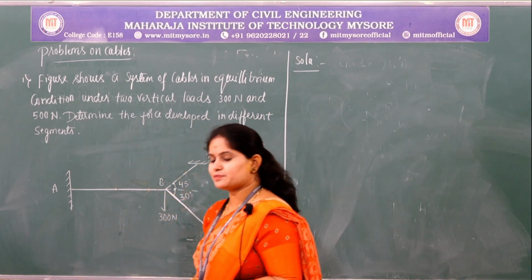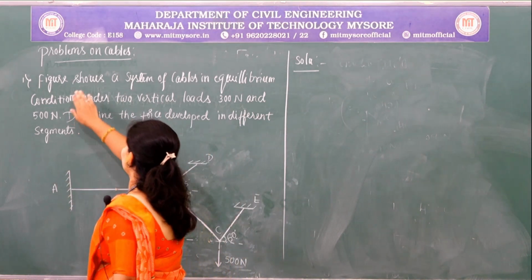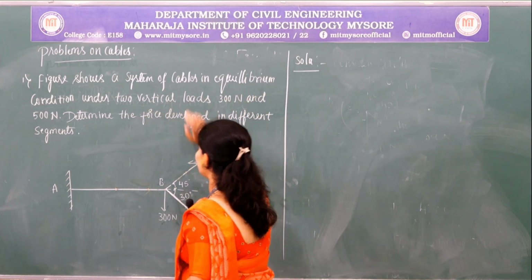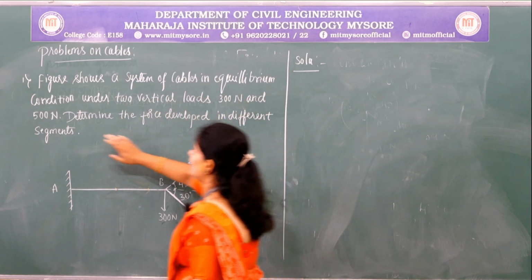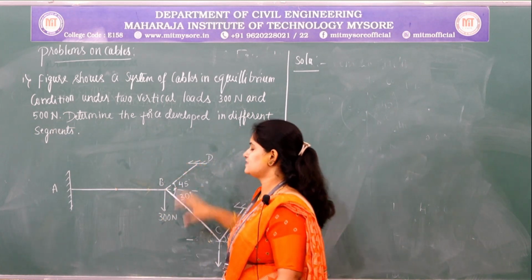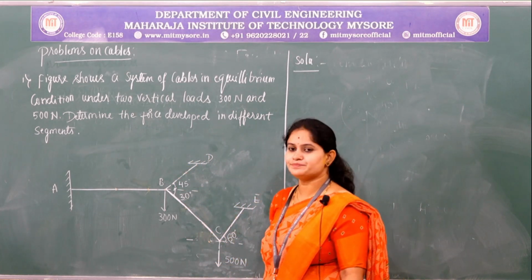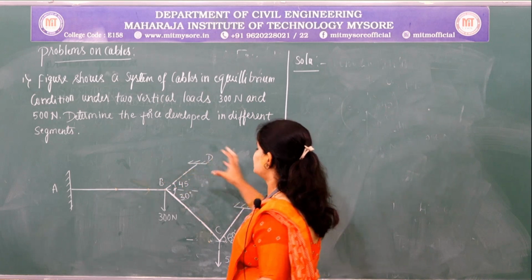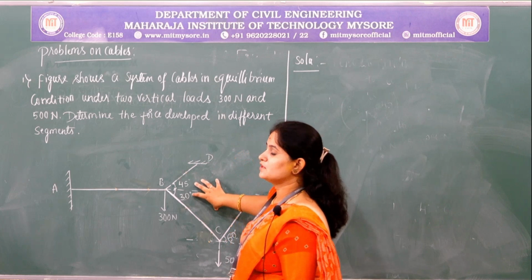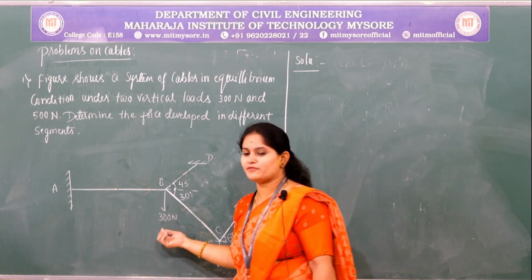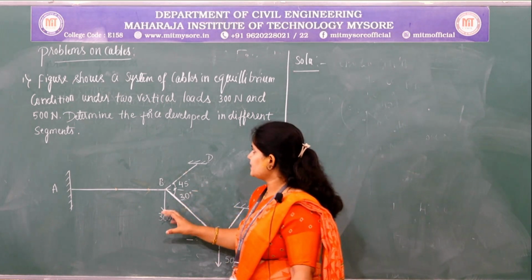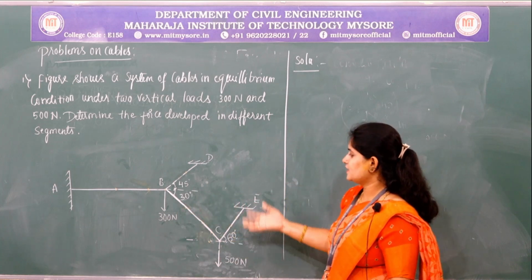So let us take up the first problem, which states that the figure shows a system of cables in equilibrium under two vertical loads, that is 300 Newton and 500 Newton. We need to determine the force developed in the different segments. So this is a given problem which consists of a system of cables in equilibrium, under which there are two vertical loads, the first one 300 Newton and the second 500 Newton. We need to determine the forces developed in different segments.